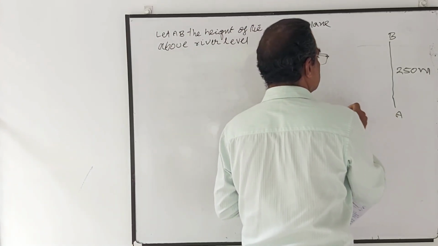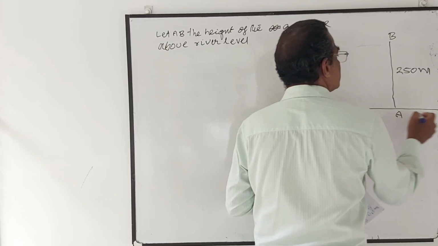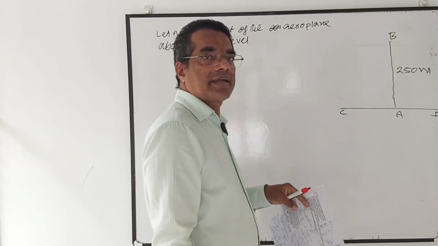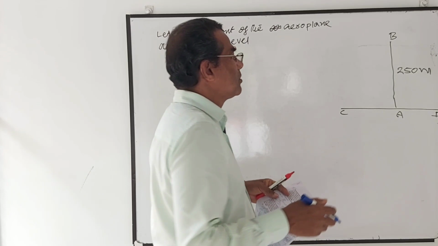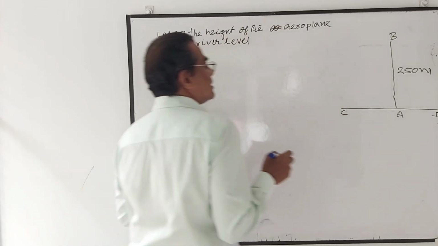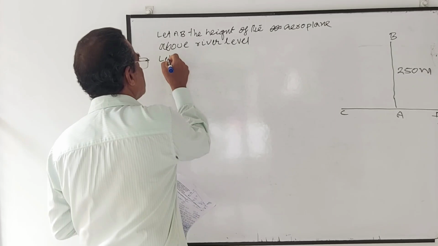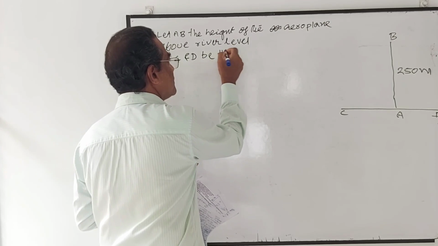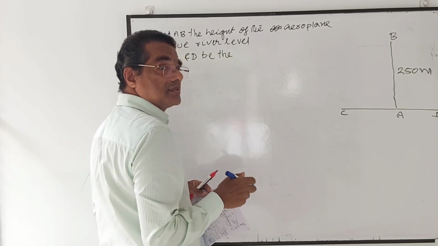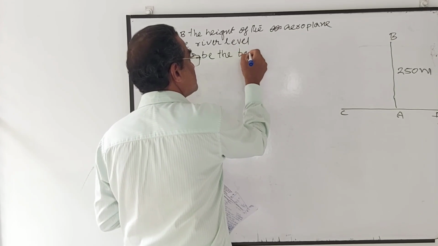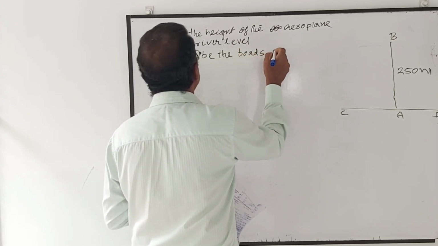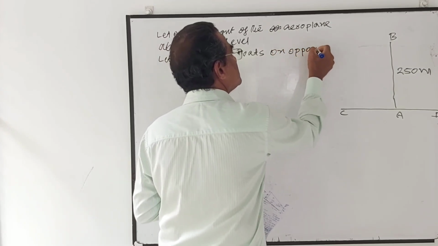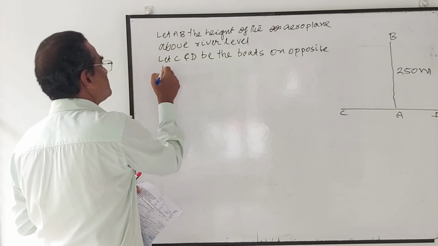Let C and D be the boats on opposite banks of the river.